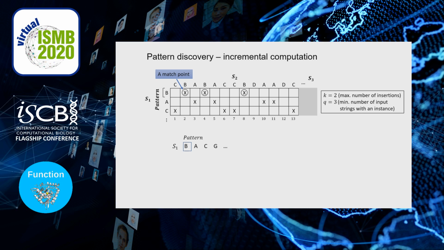The algorithm considers all start indices from S1, and for each start index, it incrementally extends the considered pattern. Now, let's start by considering a pattern consisting of the first character of S1. As the pattern is extended, the algorithm forms chains of match points, which represent the instances of the pattern. A pattern that appears in at least q input strings is reported as a discovered CSB. When appending a match point to a chain, each skipped column corresponds to a gene insertion. In this example, we see the insertion of the character D in the instance represented by the rightmost chain.